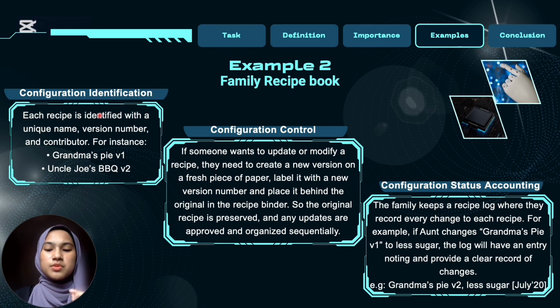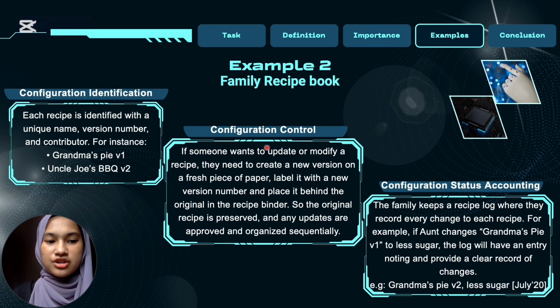In our family recipe group, each recipe is identified with a unit name, recipe number, and configuration. For instance, Grandma's file volume 1, and Uncle Joe's barbecue version 2. This labeling helps us know exactly which recipe we're working with and ensures we can check the version accurately.